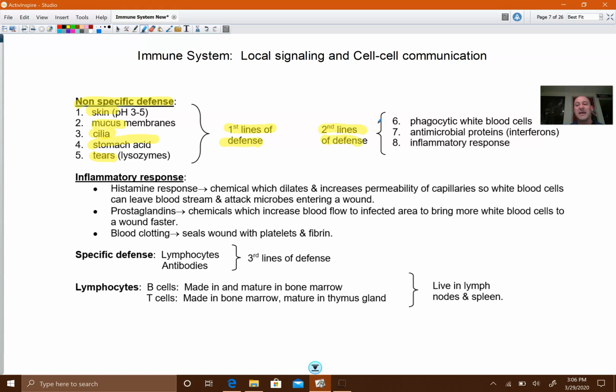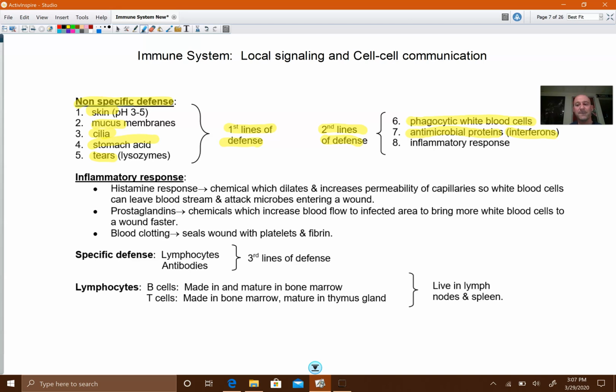Your second line of defense is also non-specific. The second line of defense is where you begin to gobble up anything that might enter or break through the first line of defense. So if you have a cut or a scrape or an abrasion, then your phagocytic white blood cells will gobble up bacteria that got through your skin. Also, you produce antimicrobial proteins called interferons, which help your immune system not only identify where there are problems, but also shore up the healthy cells in your body so that they are protected against infected cells.